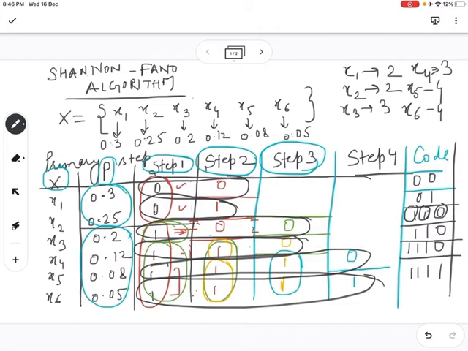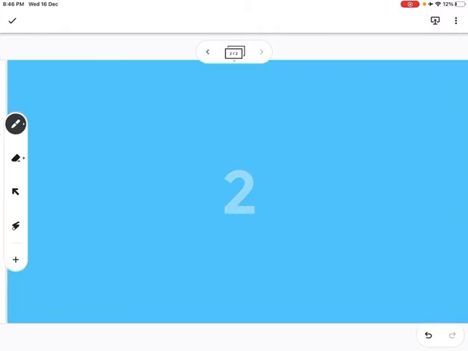Now in the Shannon-Fano algorithm, I'm going to find out the entropy, that is Hx. Because we have 6 symbols, 6 messages, entropy is summation k equals 1 to 6, which we have already studied, how to calculate entropy. The probability for all 6 messages gets multiplied by the information contained in these messages.